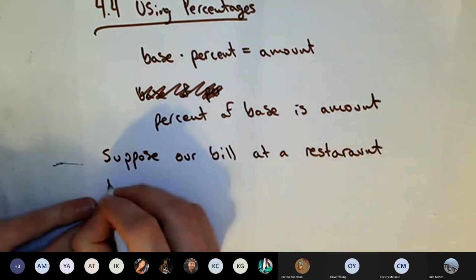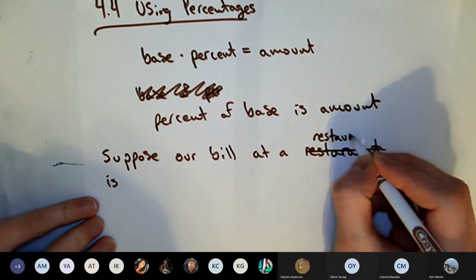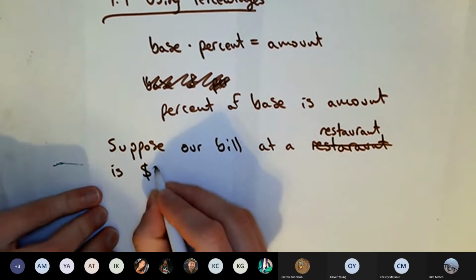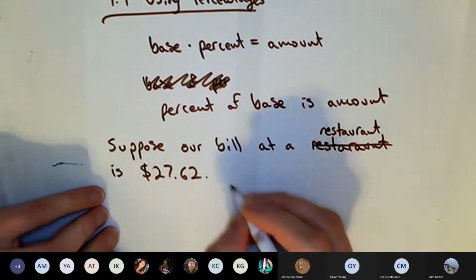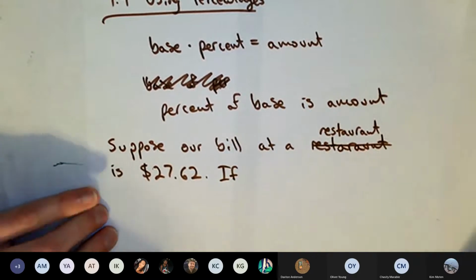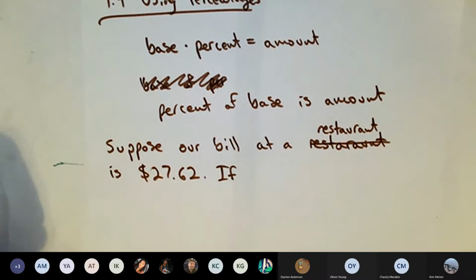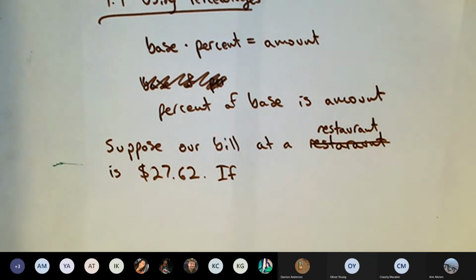Suppose our bill at a restaurant is, let's say, what's a normal number, like $27.62. And I'm not enumerating this with an example because I'm going to do a lot of weird stuff with this example we're doing together. And then for example 1, I'll give you guys a chance to try it.